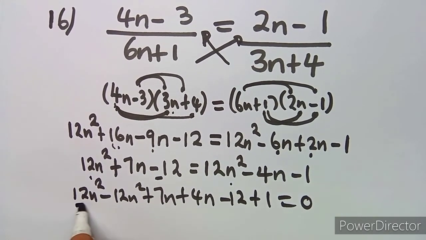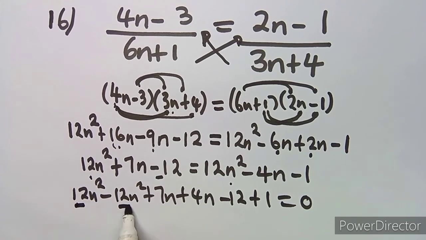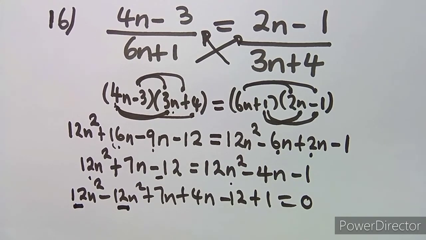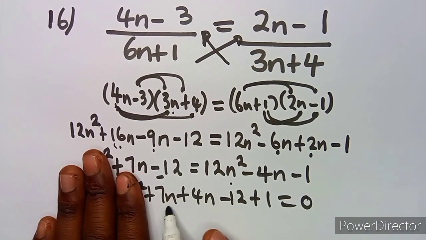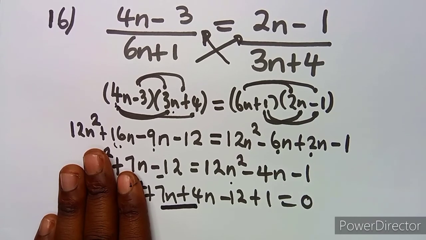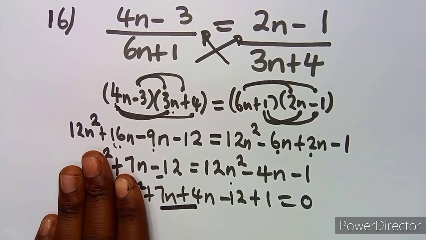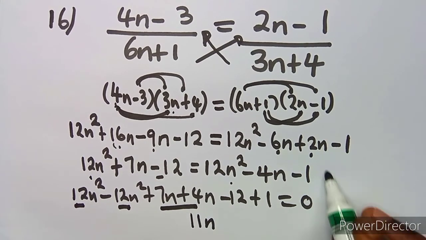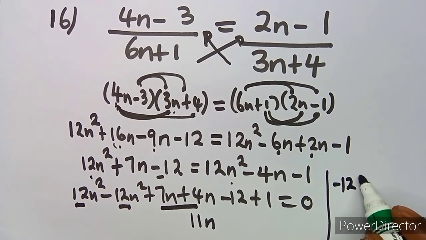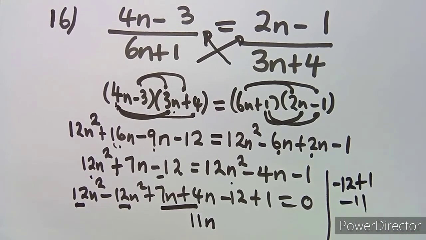You'll see that these two are equal. So 12n squared minus 12n squared, that's a 0 there. So there's nothing that is going to come out here. You're left with this part. So I can collect like terms here. That's 7 plus 4, which is an 11. So we're going to obtain 11n. Then if I add up these numbers, I'm going to obtain minus 11, because it's this minus 12 plus 1, which is minus 11.